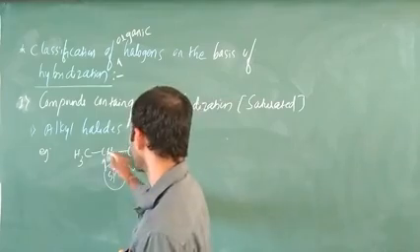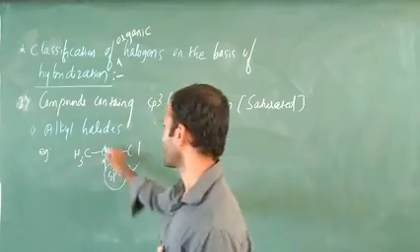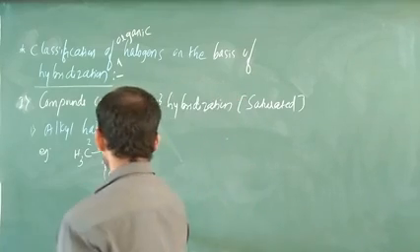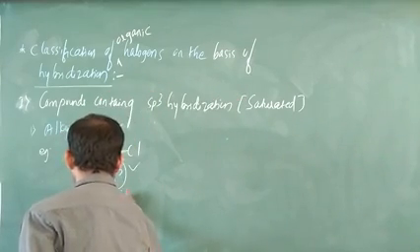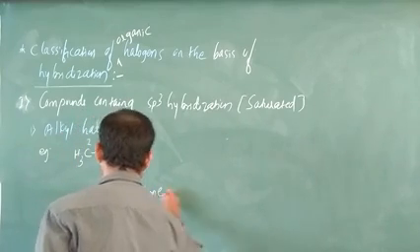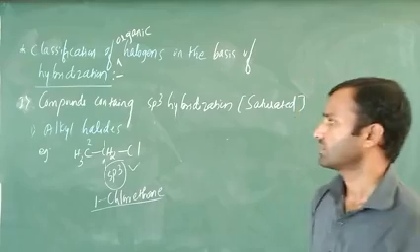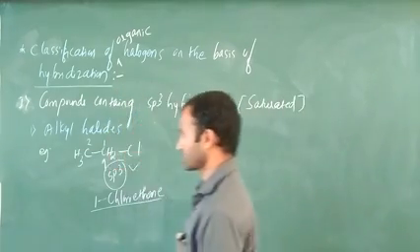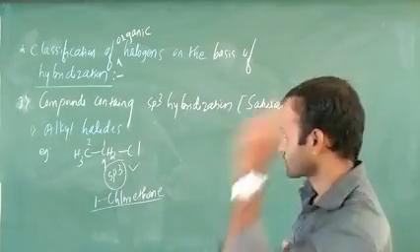Next, this is what? 1-chloroethane, okay. What is the IUPAC name of this one? 1-chloroethane. I am going to write it here. 1-chloroethane is an example for alkyl halide, monohalogen derivatives of halogen, okay, indirectly.